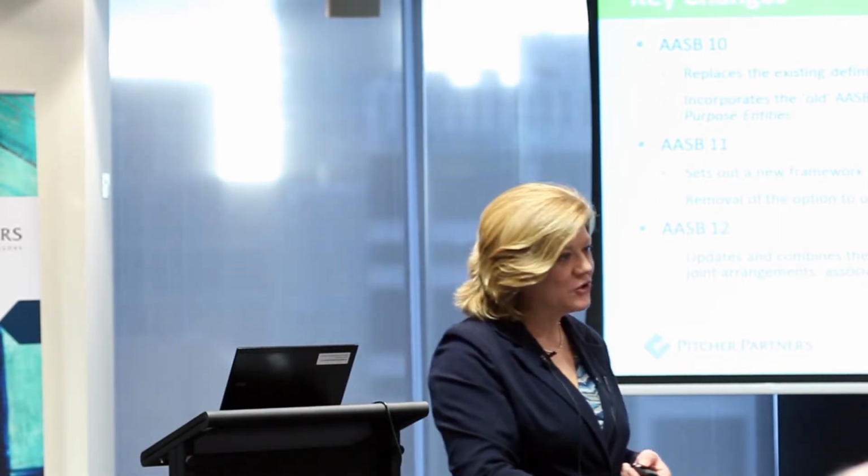And then the third one is AASB 12, as I said earlier, a lot of disclosures, mainly around your assumptions and your judgments when you decided whether you've got control over an entity or not, whether you have to consolidate an entity or not, whether you've got a joint arrangement, whether that joint arrangement is a joint venture or a joint operation, and whether you should consolidate those unstructured or structured entities or old special purpose entities. So a lot of additional disclosures, judgments, assumptions.